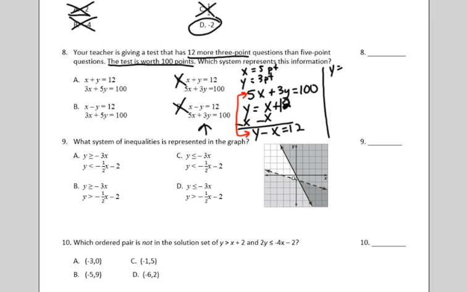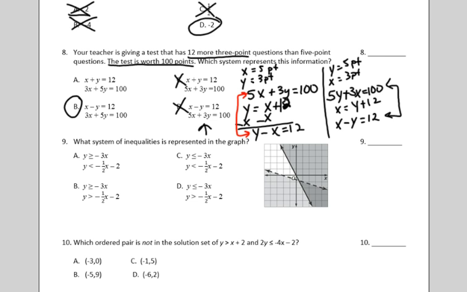If y is 5-point questions and x is 3-point questions, I would have 5y plus 3x equals 100. My other equation would be x equals y plus 12. I can subtract y on both sides and get x minus y equals 12. So I want to see which of them has this equation. And you'll notice that B does have that solution.